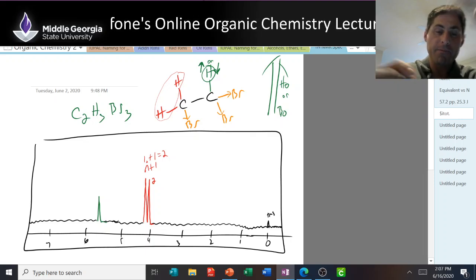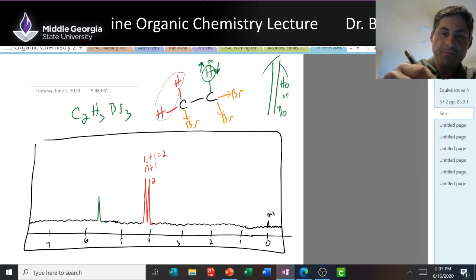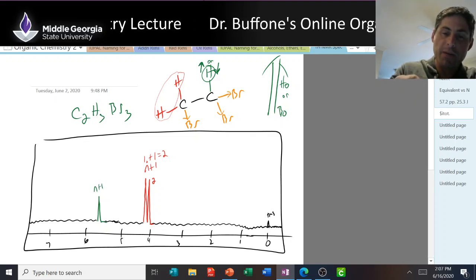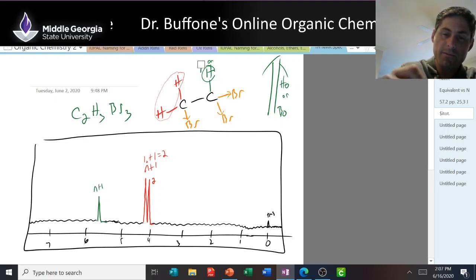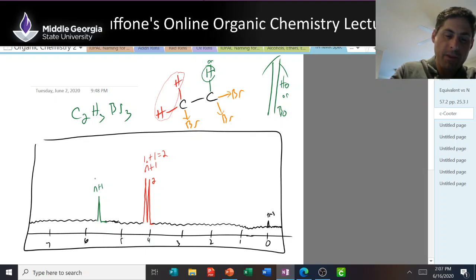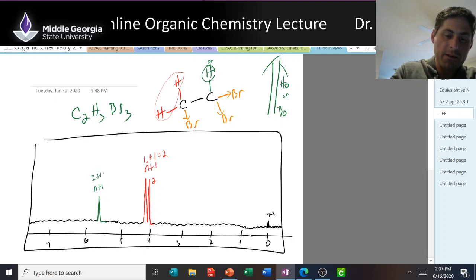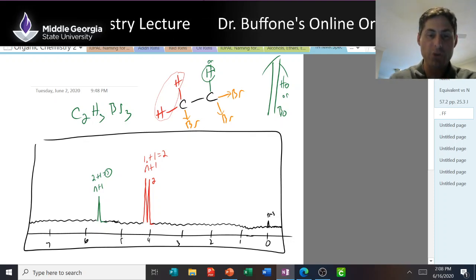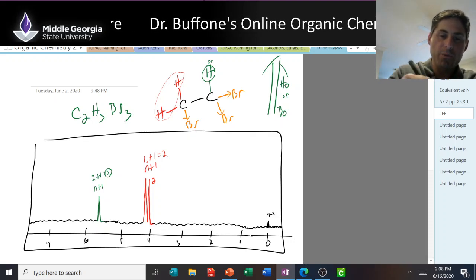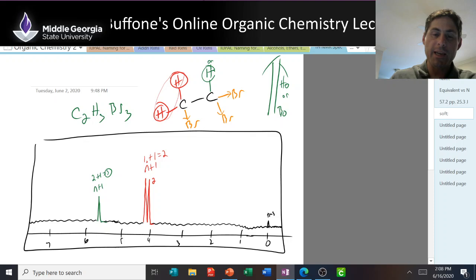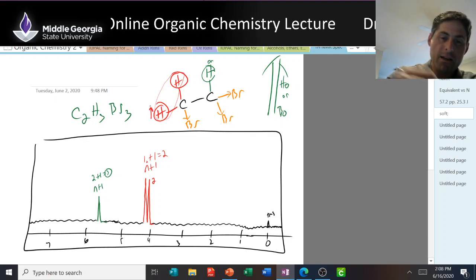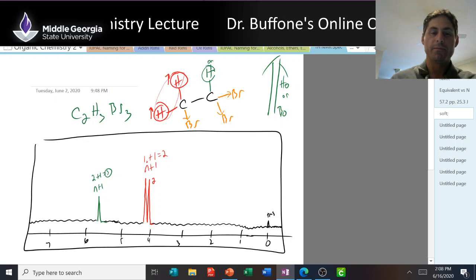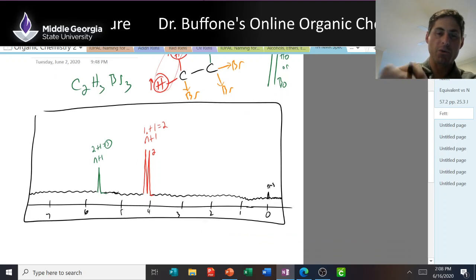This guy, the one in green, gets split by 2 neighbors. 2 plus 1 is 3. So this is going to become a triplet. Why a triplet? Well, these 2 protons, 1, 2, they can either be aligned with or opposed.